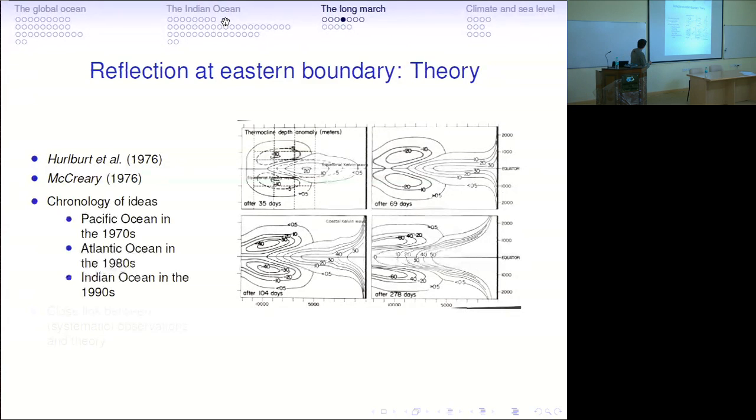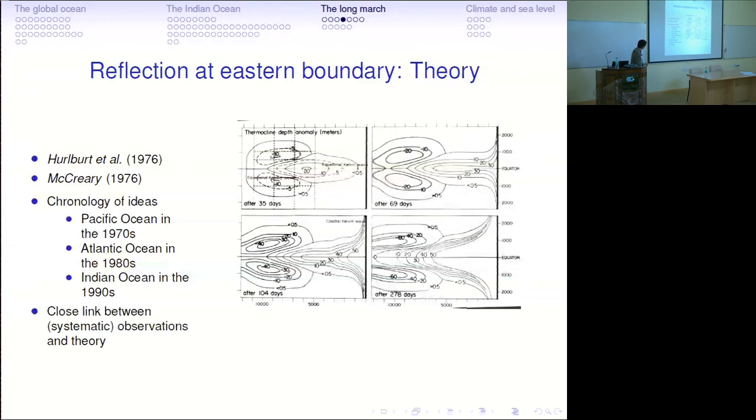There's a continuity of ideas, the same thing. McCreary and Jacob moved from basin to basin. In the 1970s, it was the Pacific. This was McCreary's PhD thesis. Atlantic Ocean in the 80s, and Indian Ocean in the 1990s. The same chaps. The student kept changing in O'Brien's case.